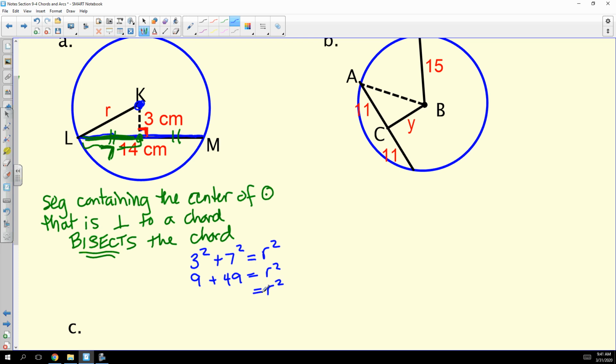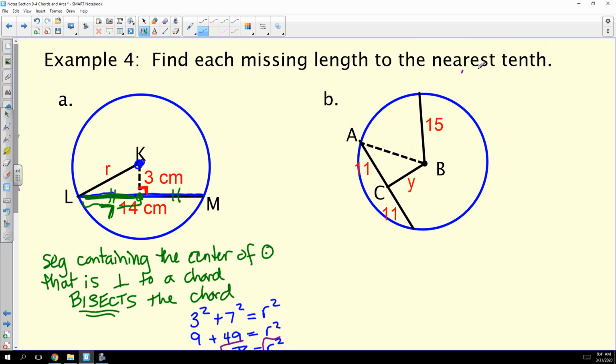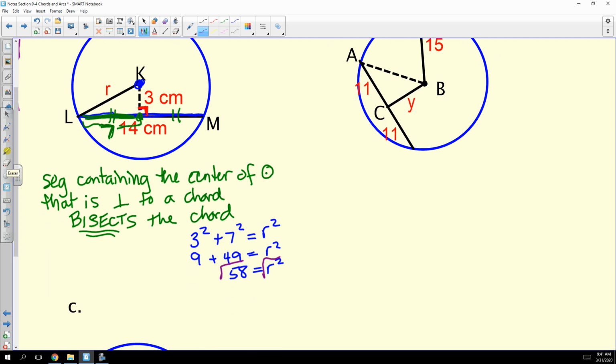R squared is equal to 58. And don't forget to take the square root of both sides, right? So the square root of 58 is 7.6. And I do believe the direction said to round to the nearest tenth, right? One place behind the decimal. So R, I should put it down below. I always tell you to put it down below. So R is approximately 7.6. Got it?